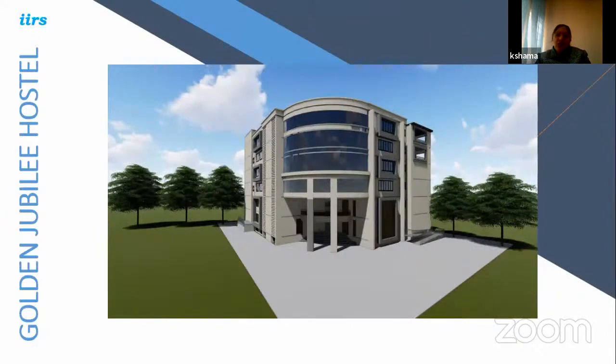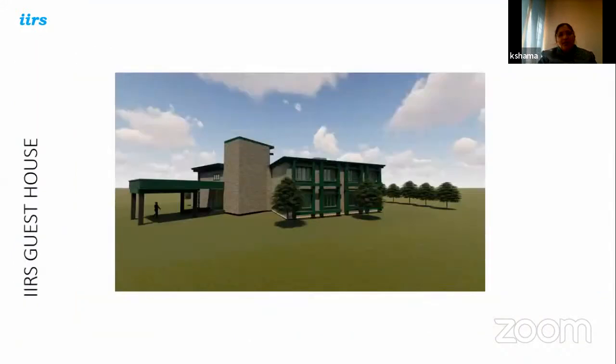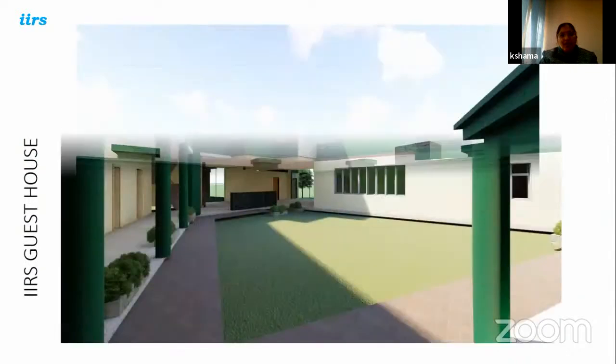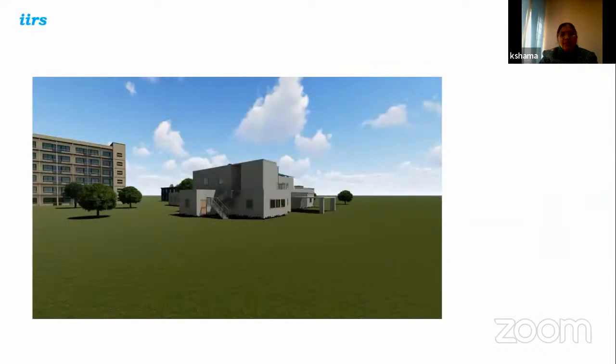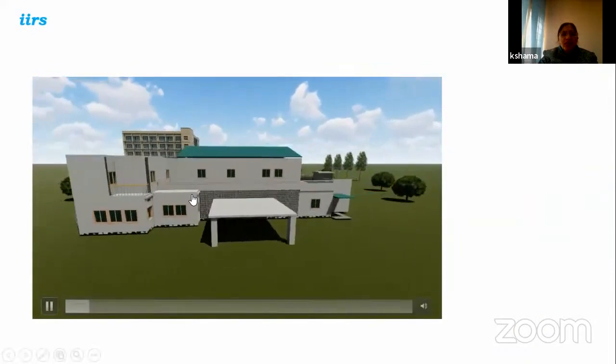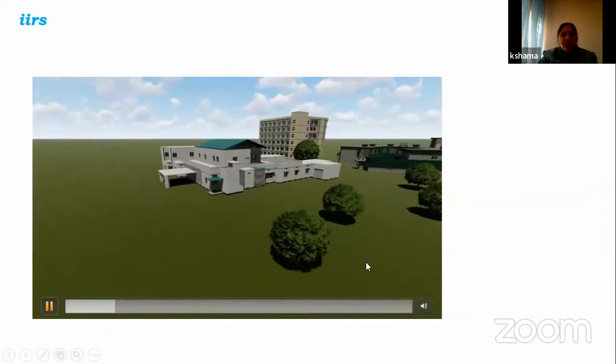There is one hostel. This hostel BIM model was created, and then some detailed models have been created, and this has been converted into GIS. So these are some of the buildings which have been generated, and the model has been done, and they were all seen together, like how they are working together, what the composition is.